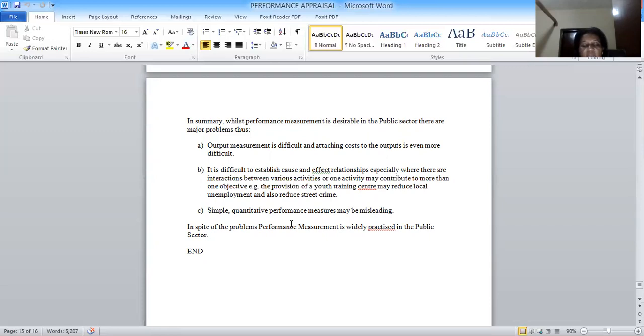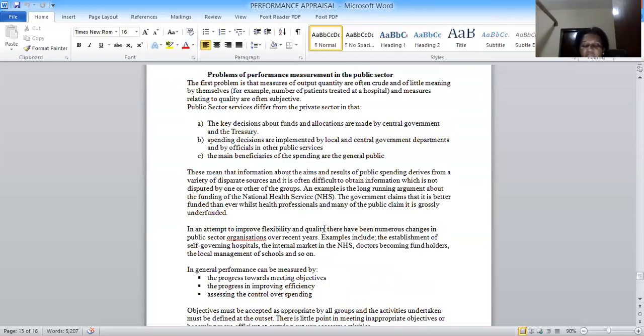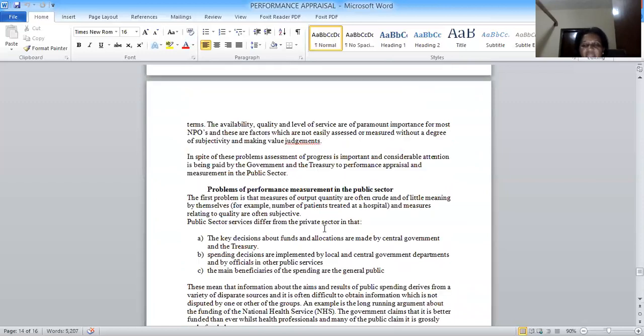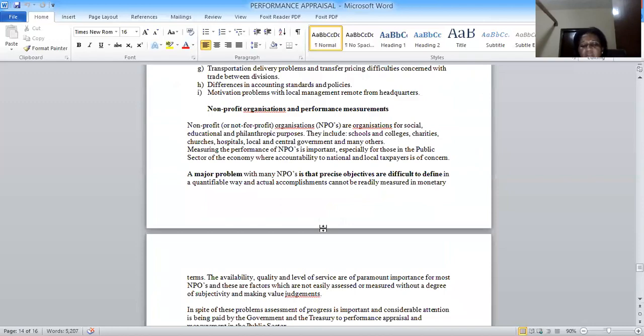But beside these problems, one would say that performance measurement is widely practiced in the public sector as well. I'm not saying that the public sector has its own challenges and therefore they don't do performance measurement. They also do it, but they have their peculiar challenges. So these are some of the issues that we may talk about when it comes to performance appraisal.